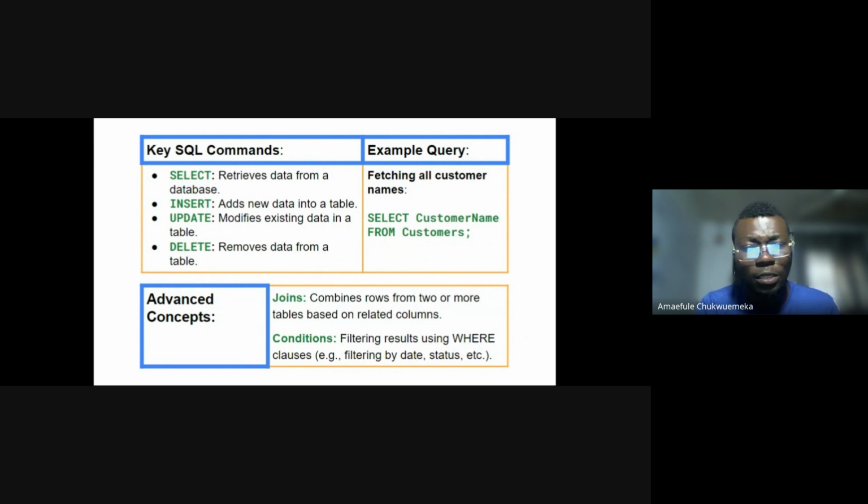There's something called commands, SQL commands. SQL commands are words that we use when we want to carry out a particular action. If I want to be polite to you, what will I say? I'll say please.